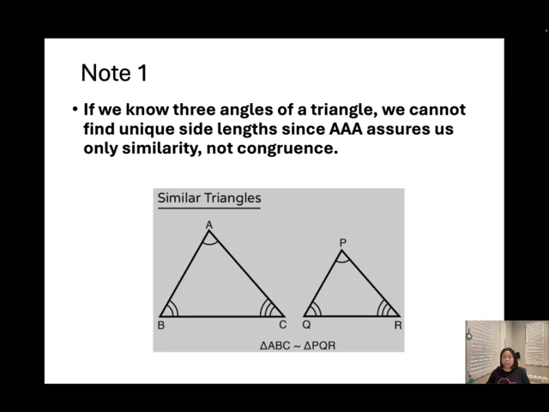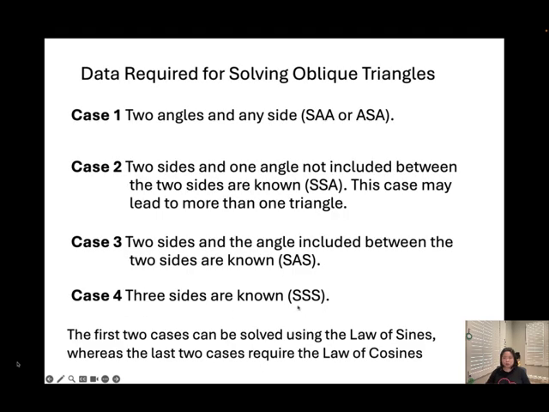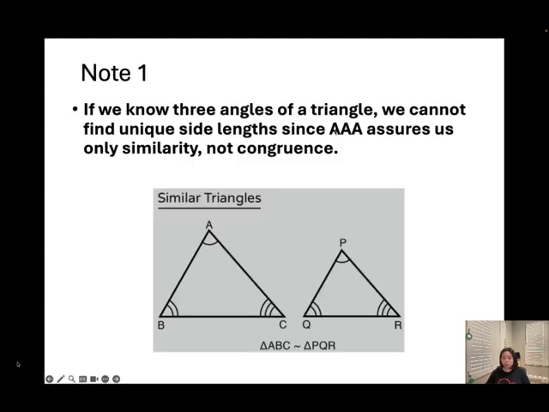Note: if we know the three angles of a triangle, we cannot find the side lengths, since angles assure us only of similarity, not congruence. For case 4, if we know SSS, we should be able to find angle A, angle B, and angle C. But if you only know the angles, we won't be able to find the sides, because this is only a similar triangle. Similar triangles have the same angle measurements, but they may have different side lengths. Congruence means they have the same angle measurements and also the same length of each side.